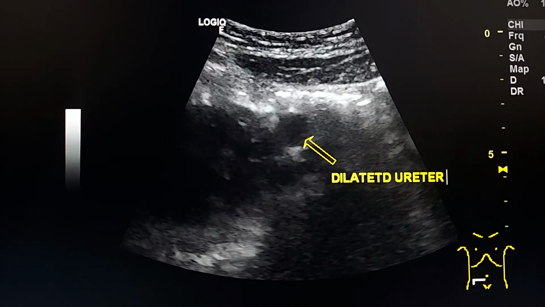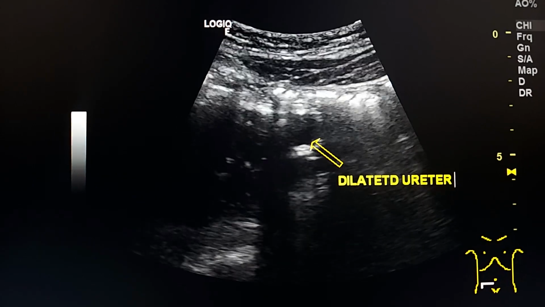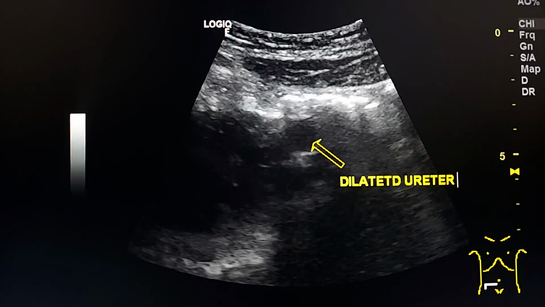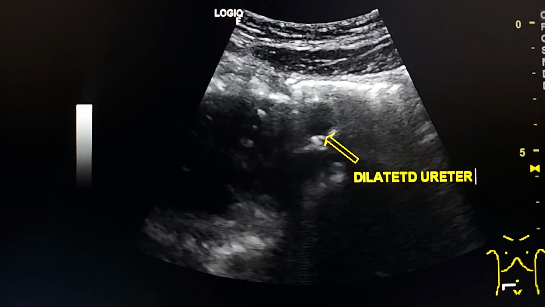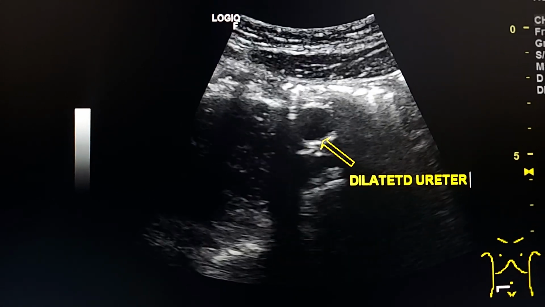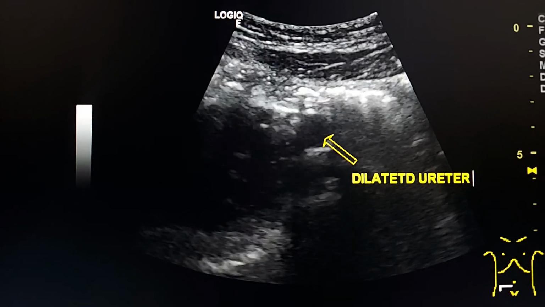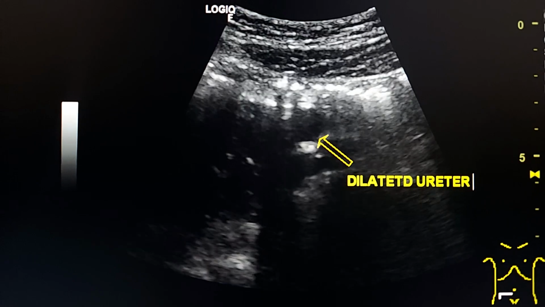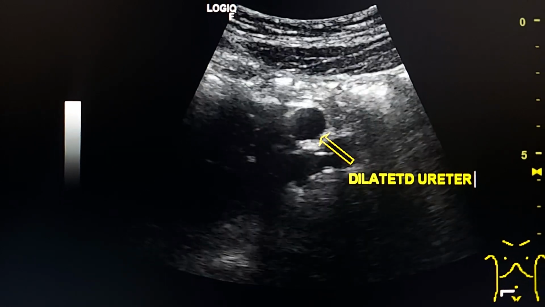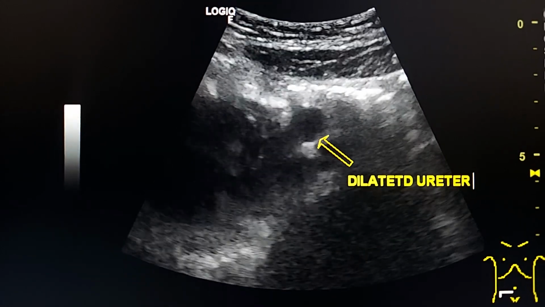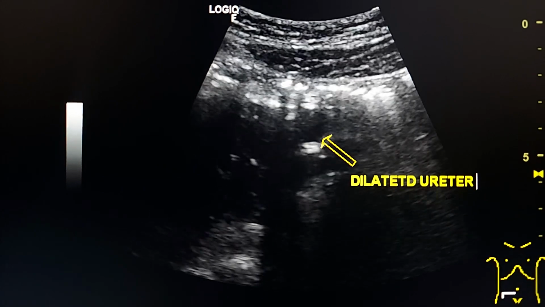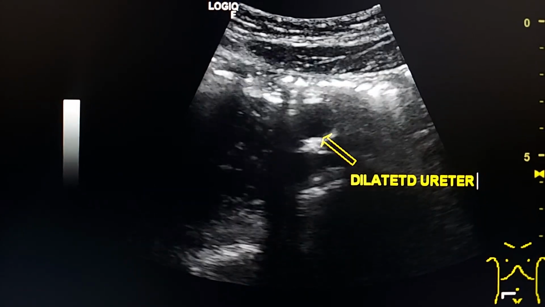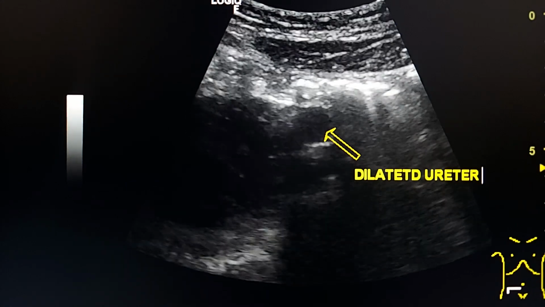This is the dilated ureter. It is always seen anterior to the artery and vein. The ureter here in this point crosses the iliac vessels in the retroperitoneal space. This is an important anatomic point and the landmark to see the ureter.